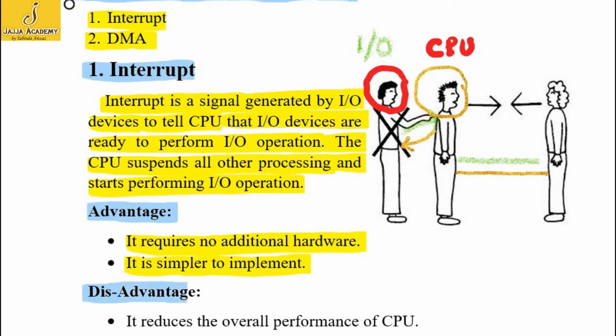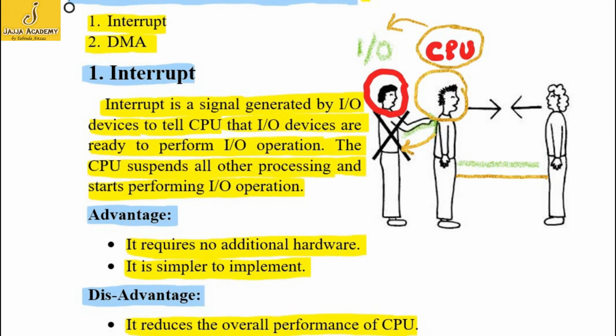But the disadvantage of this scheme is that it reduces the overall performance of the CPU, as the CPU has to stop its ongoing operations and has to pay attention to the input-output devices. And we know that the I/O devices are always in operation. So if they interrupt the CPU again and again, then the CPU will not be able to perform other important tasks, the other important operations. This scheme will affect the overall performance of the CPU.